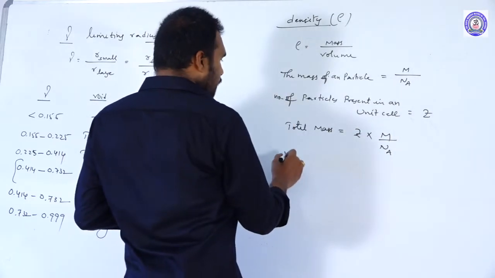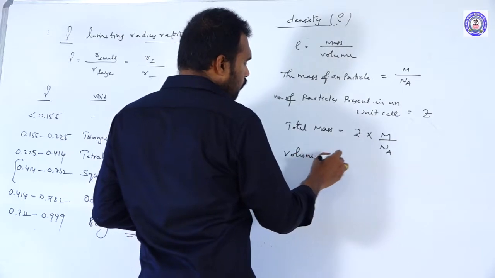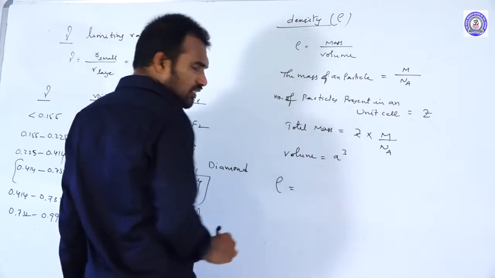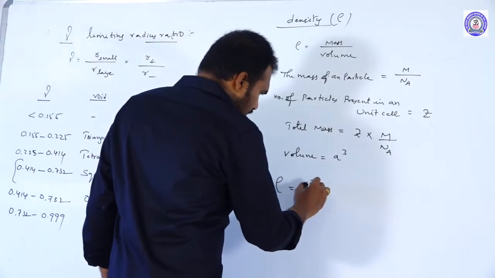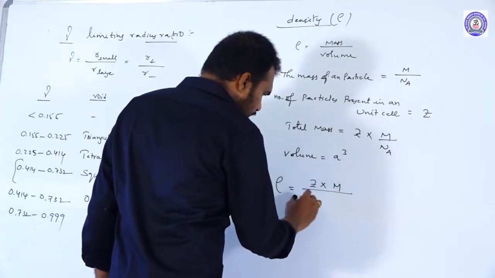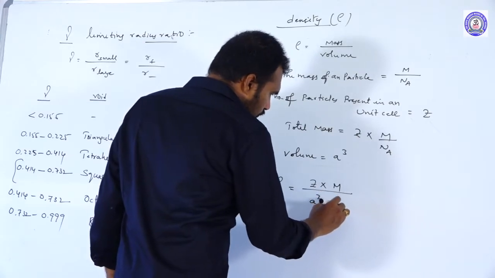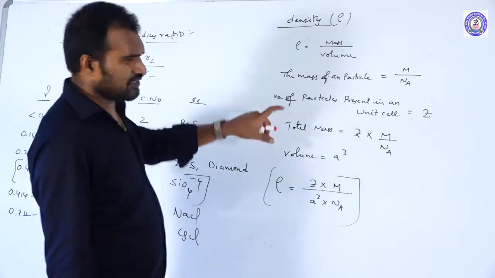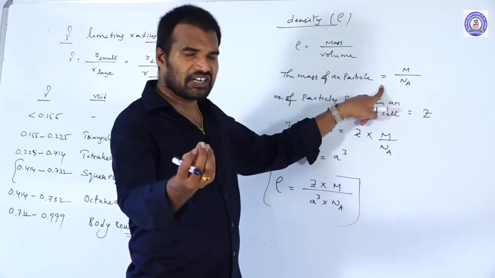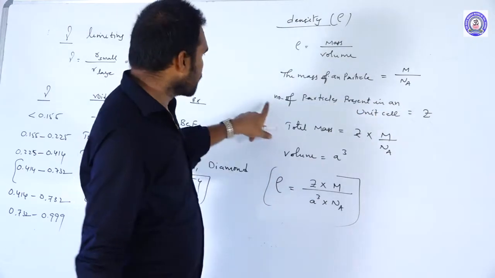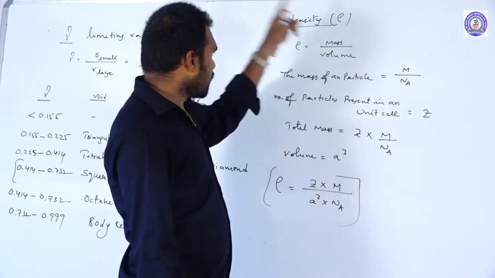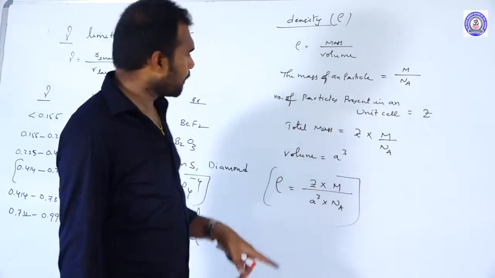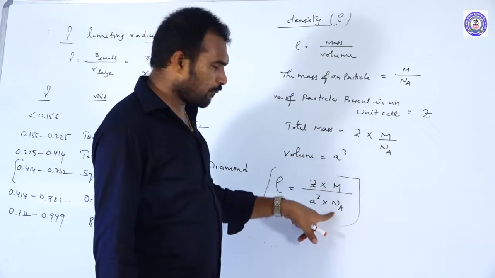And volume formula, the volume of cube is equal to a cube. So if we substitute that, density rho is equal to Z into m by a cube into Na. Clear? So this is general logic only. The mass of one particle is equal to total mass by Avogadro number. Number of particles is equal to Z. So the total mass of the substance is equal to number of particles into mass of each particle. So in the place of mass, I have written Z into m by Na.